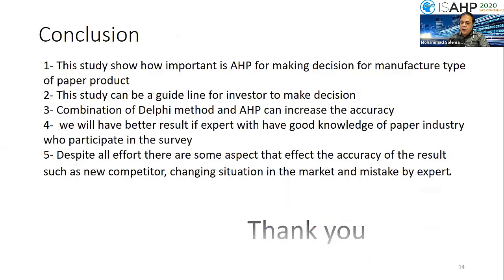These studies show the importance of AHP for making decisions for manufacturing a type of paper product, as there is no chance to make any mistake, because a paper project takes long, is costly, and has so many competitors. This study can be a guideline for the investor to make decisions. The combination of the Delphi method and AHP increases the accuracy of the result. For a better result, experts who participate in this survey should have good knowledge of the paper industry.